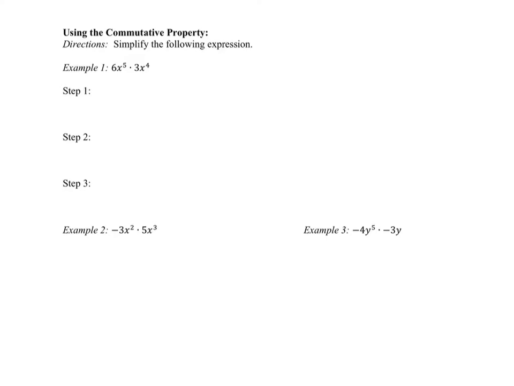We have 3 steps. Step 1 is you want to use the commutative property of multiplication. Let's refresh what that means. We want to get our numbers together to multiply and our variables together to multiply. So you bring your numbers together, which are 6 and 3, so you write 6 times 3. Then you get your variables together, x to the 5th and x to the 4th, so you're going to times that by x to the 5th times x to the 4th.